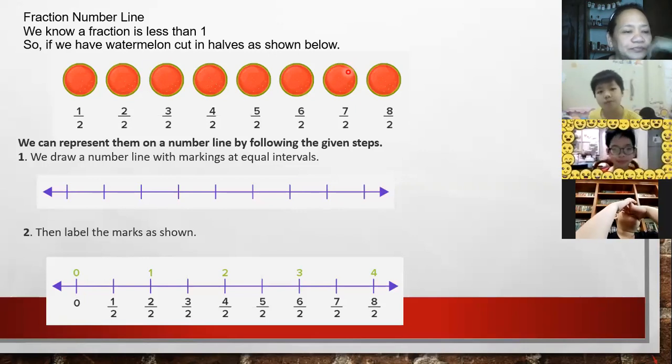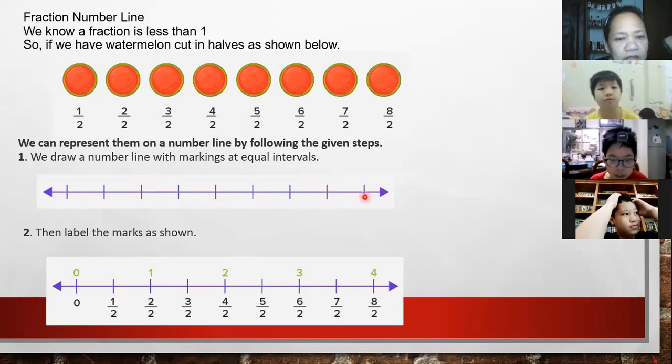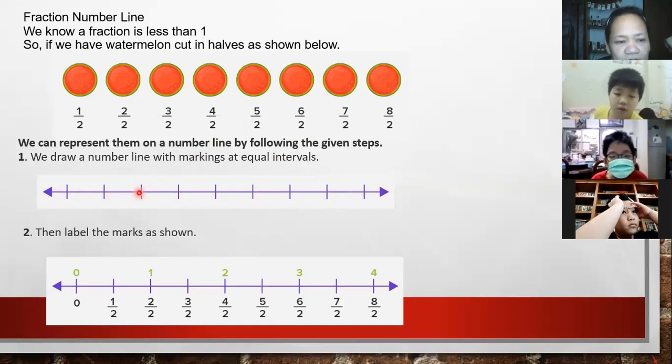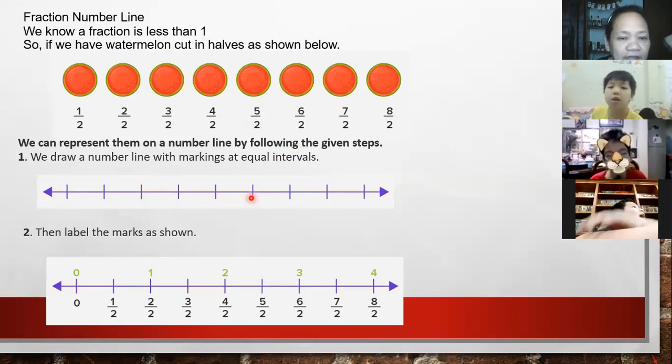Number 1. Let's draw a number line with markings at equal intervals. You see this? This is a number line. And the intervals, this one is the intervals. Okay, that is what we call equal intervals. Okay, understand? Equal, you see? This is equal intervals. And then label the mark as shown.